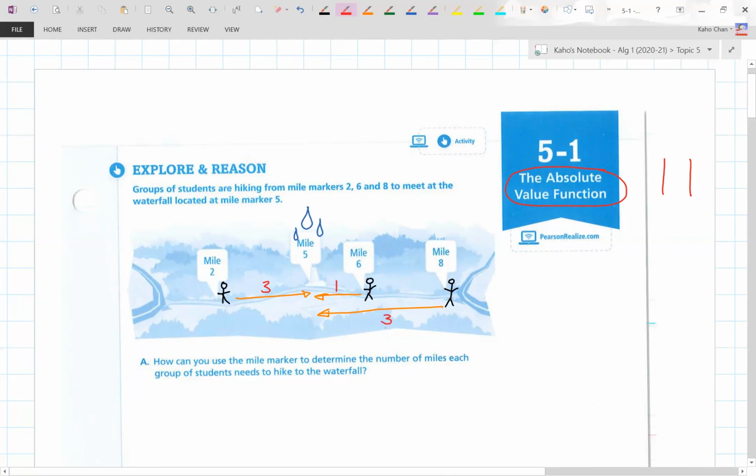How can you use the mile marker to determine the number of miles each group of students needs to hike to the waterfall? Well, we already actually kind of did it on the graph. We went ahead and subtracted the marker numbers. So that's a strategy that we applied just by reading the word problem.